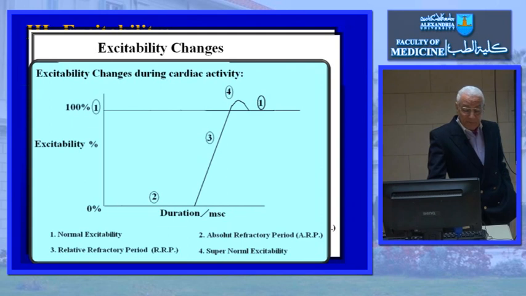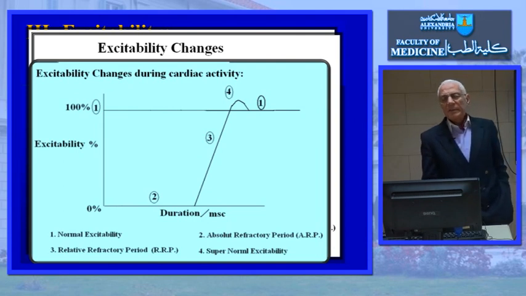But if we compare the absolute refractory period in cardiac and skeletal muscle, we get a very long absolute refractory period in the cardiac muscle. Its duration is about 250 milliseconds, and it covers the whole systole and early diastole. So when cardiac muscle receives another impulse during systole, it doesn't respond, and this impulse passes without effect. This is why we say cardiac muscle can't be tetanized.